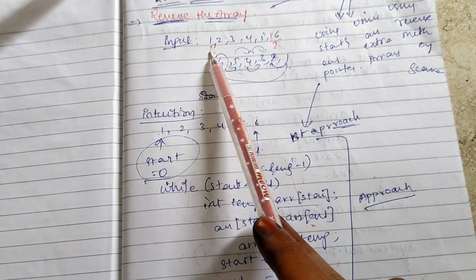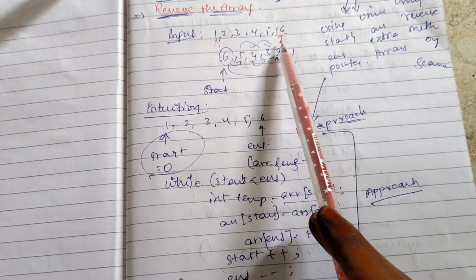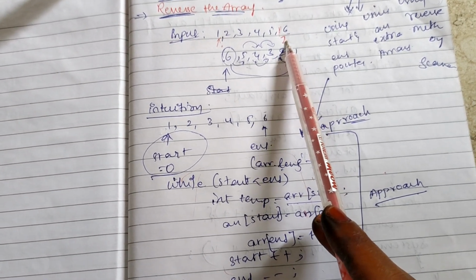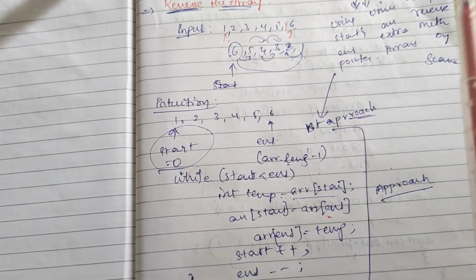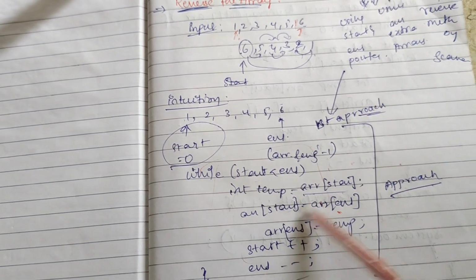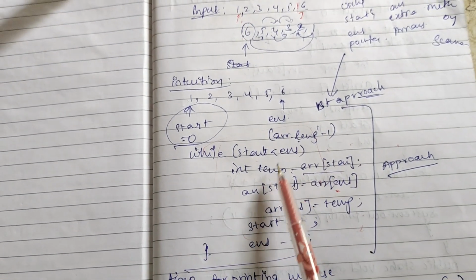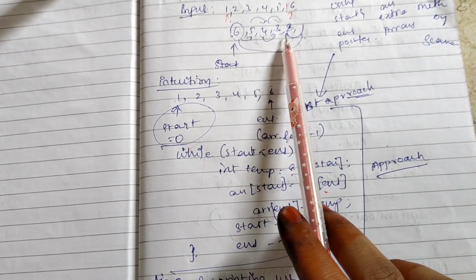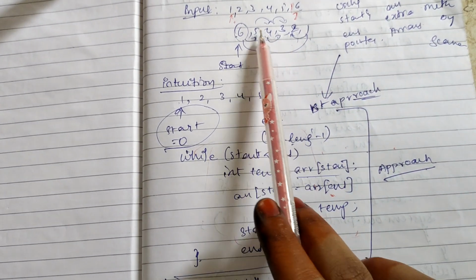So start is equal to 0 and end is equal to what? n minus 1, where n is equal to array dot length. In general I'm taking array dot length here; I'm not implementing any extra variable n for that, but you can use one in code. Using a while loop, until my start is less than the end, I keep moving.